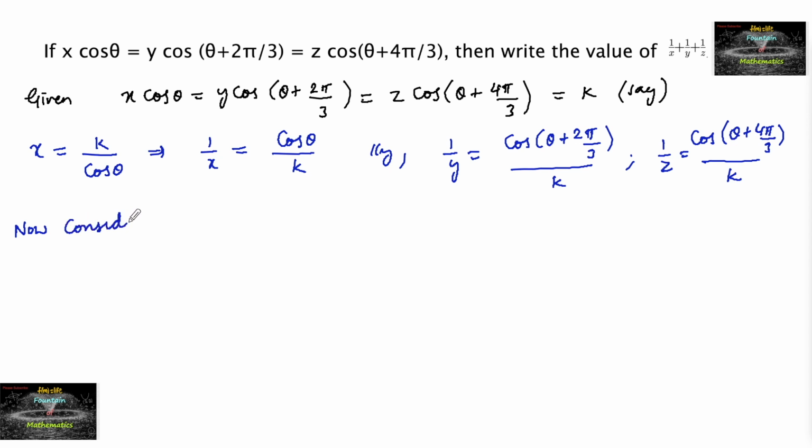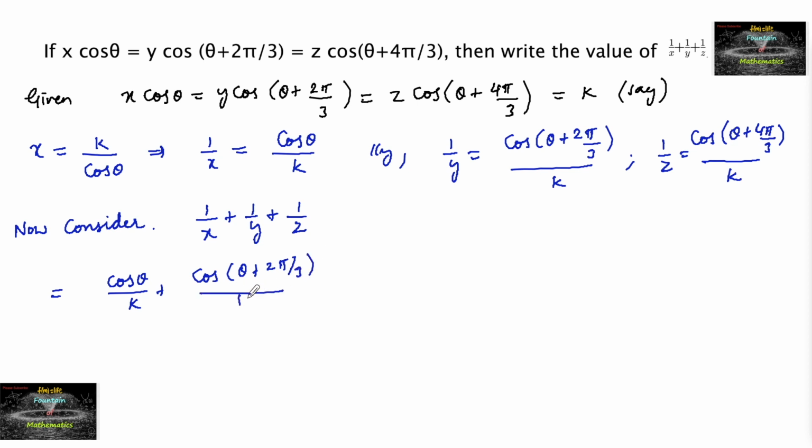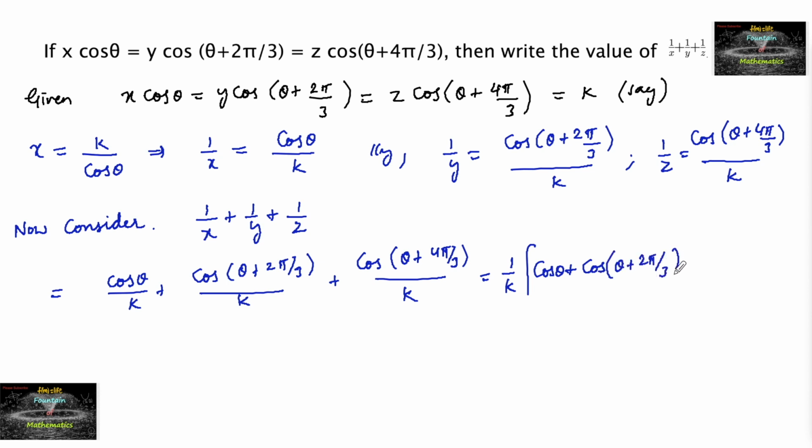And now consider 1 upon x plus 1 upon y plus 1 upon z. So which equals cos theta upon k plus cos of theta plus 2 pi by 3 upon k plus cos of theta plus 4 pi by 3 upon k. So which equals 1 upon k times cos theta plus 2 pi by 3 plus cos theta plus 4 pi by 3.